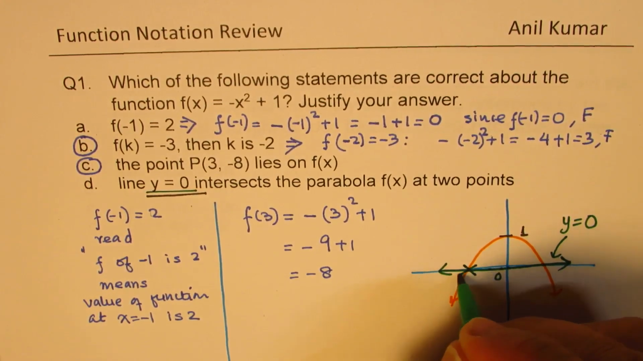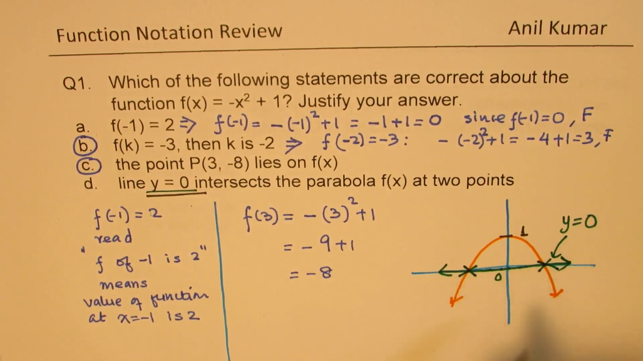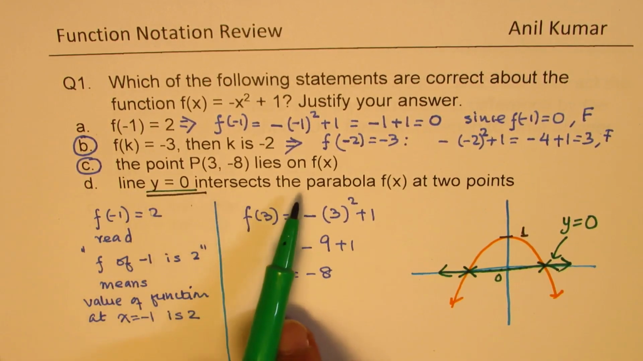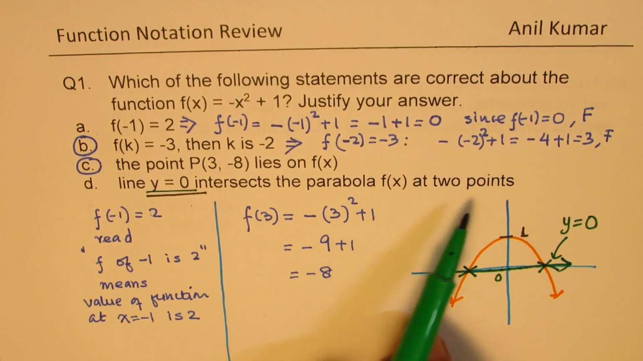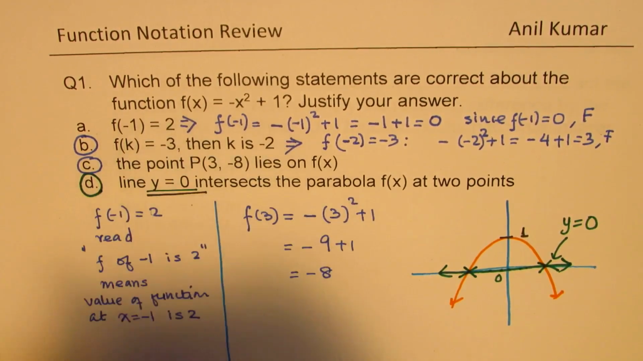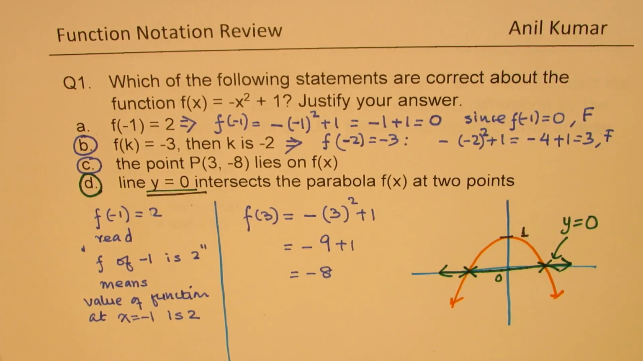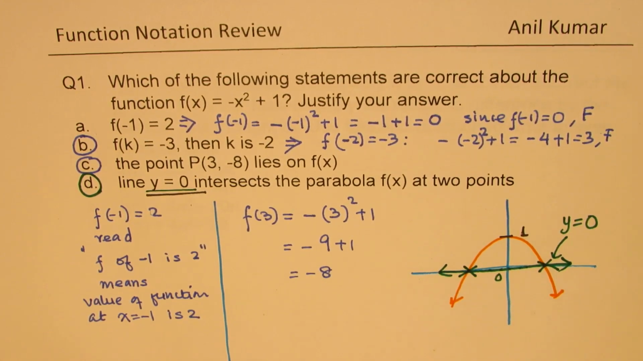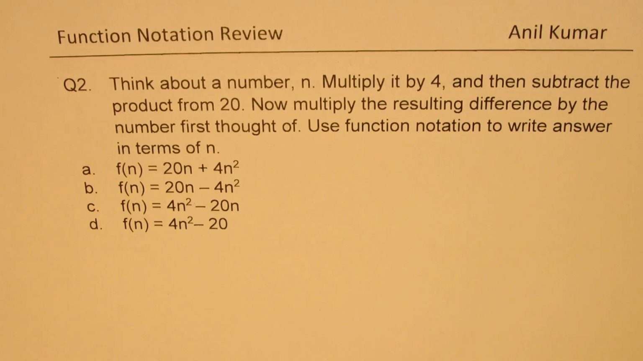And it does intersect at 2 points, right? So it says the line y equals 0 intersects the parabola f of x at 2 points. That is correct. So this is also correct. So in question number 1, we have 3 correct statements. Perfect. Let's move on and take question number 2 now.